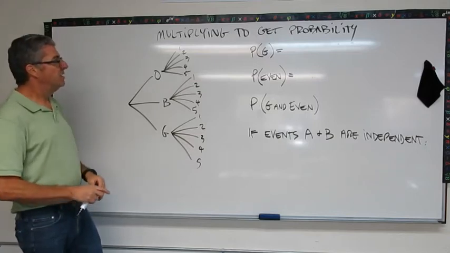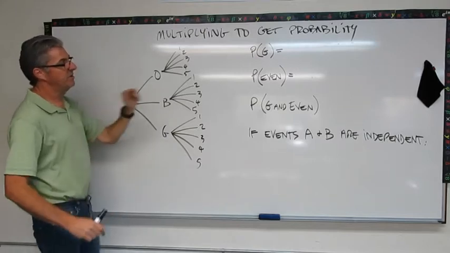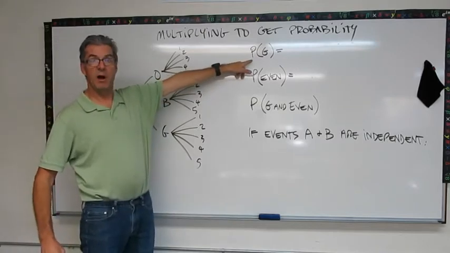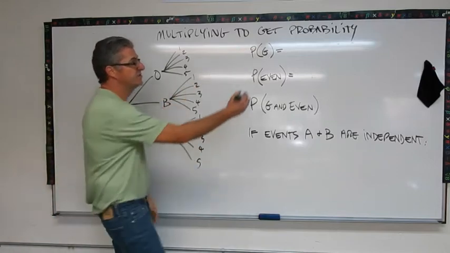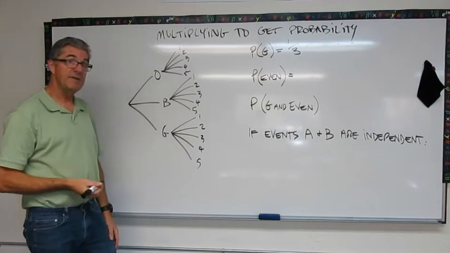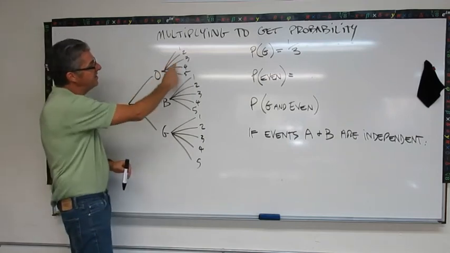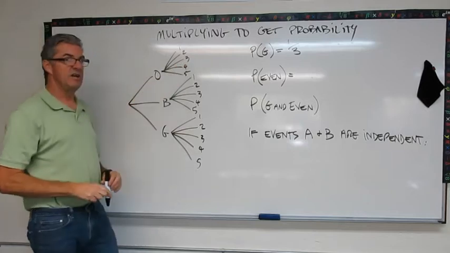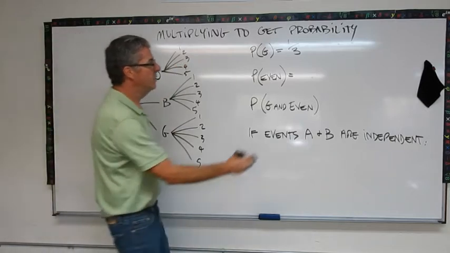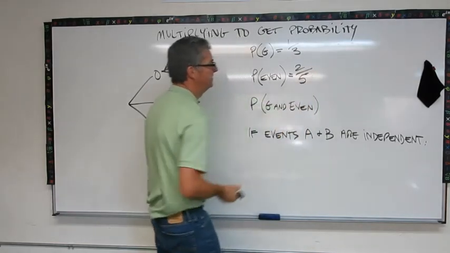Okay, so let's take a look at some of these things individually, like looking at the marbles. What's the probability of getting a green marble? 1 out of 3. There's 3 in the bag and 1 of them's green. So 1 out of 3. How about the probability of spinning even? So if we look at a spinner, 2 and 4 are even, the rest are odd. So probability of even is 2 out of 5.